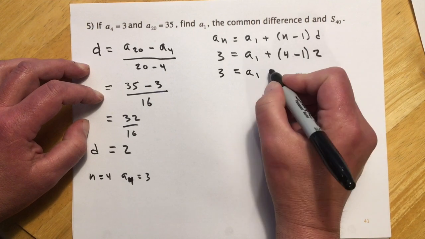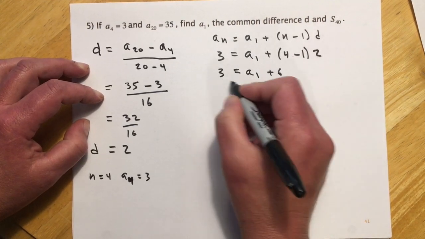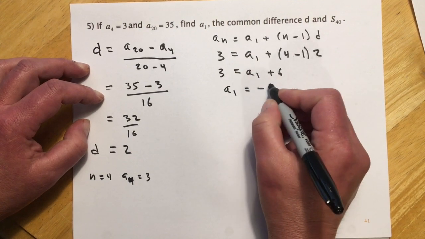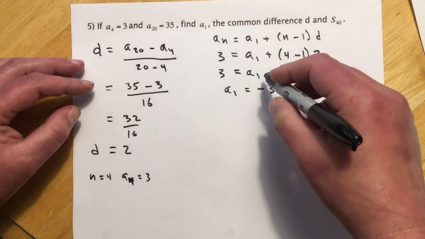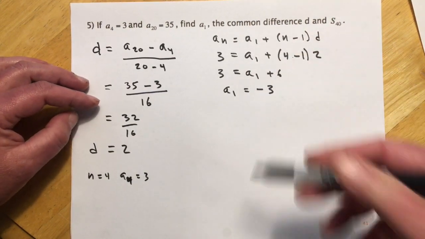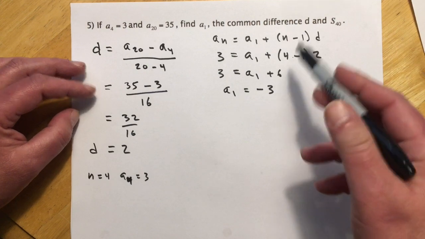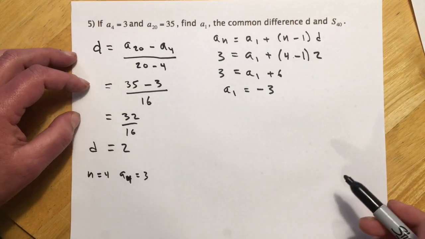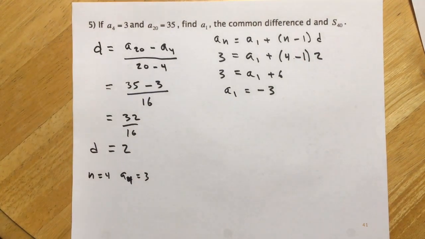This is 3 times 2, so that's 6. Subtracting the 6 over, I get the first term is negative 3. And we can get negative values in these, we just can't put in negative numbers. So our counters are going to be 1, 2, 3, 4, 5 to infinity. But the outputs can be negative. And then to find the sum, come back here for a second.